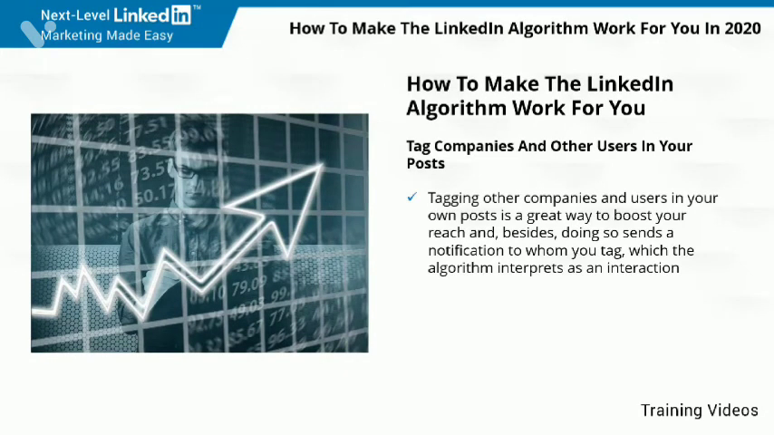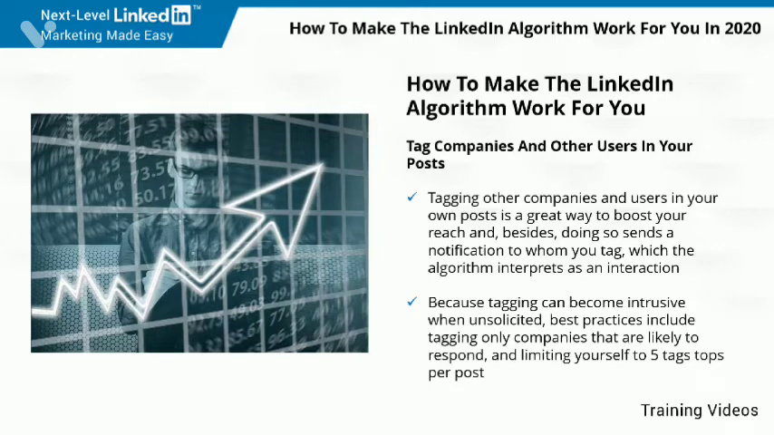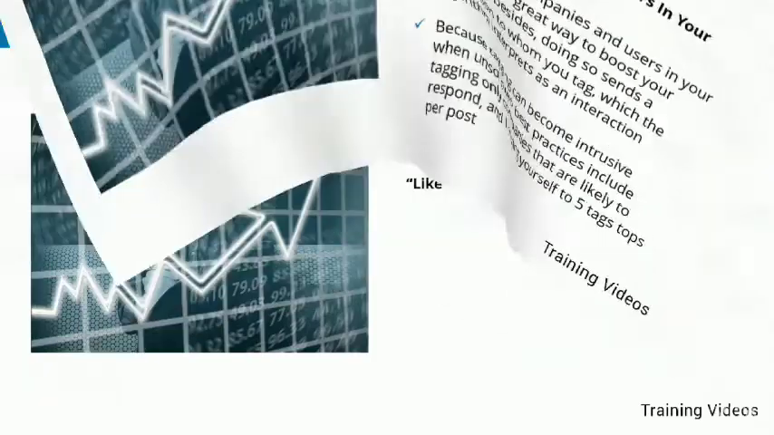Tag companies and other users in your posts. Tagging other companies and users in your own posts is a great way to boost your reach. And besides, doing so sends a notification to whom you tag, which the algorithm interprets as an interaction. Because tagging can become intrusive when unsolicited, best practices include tagging only companies that are likely to respond, and limiting yourself to 5 tags tops per post.